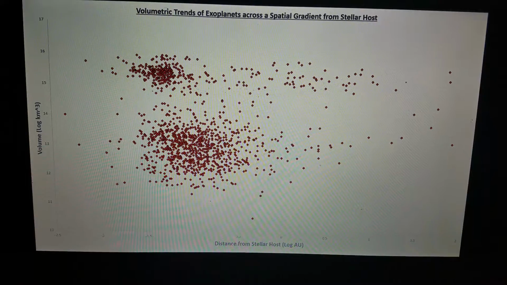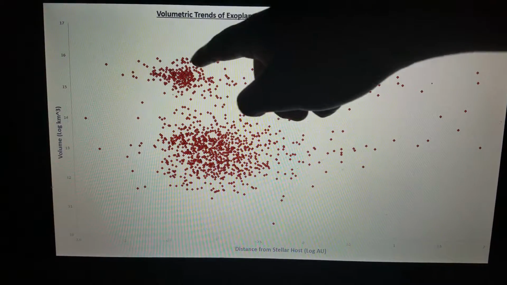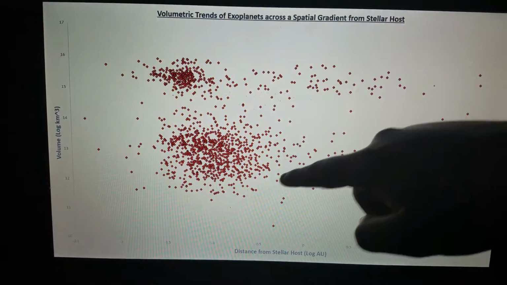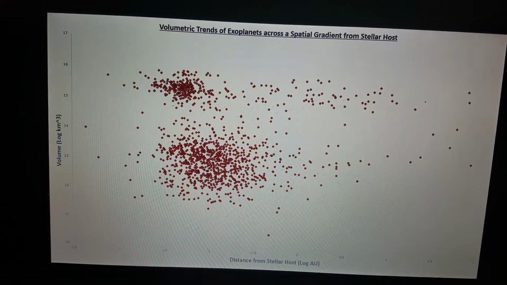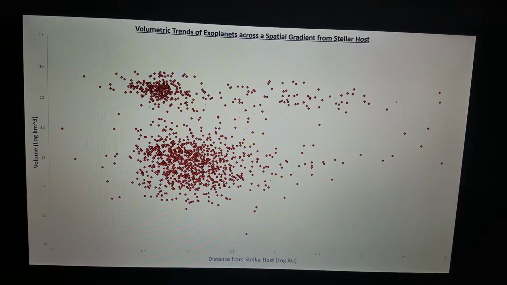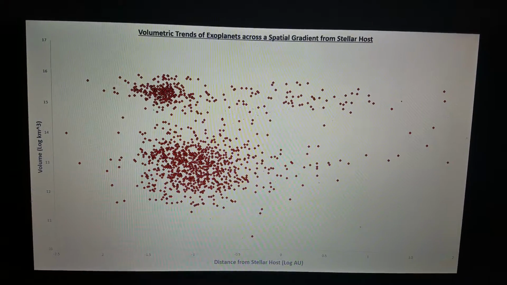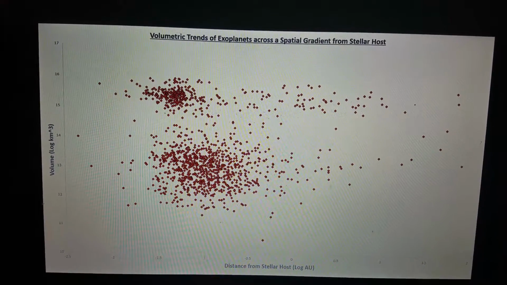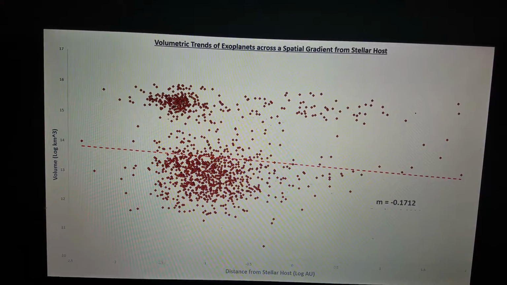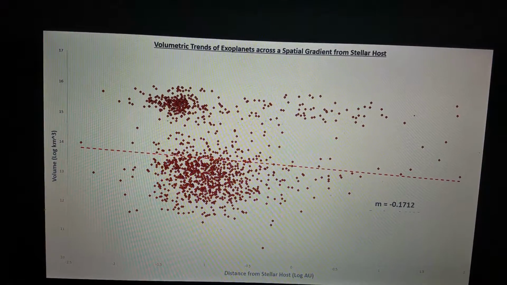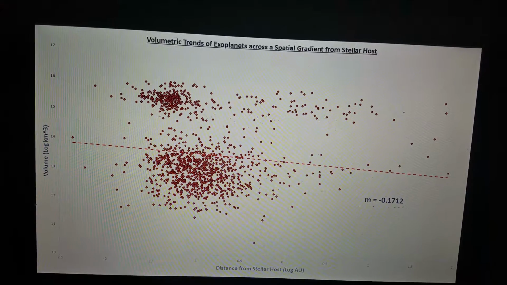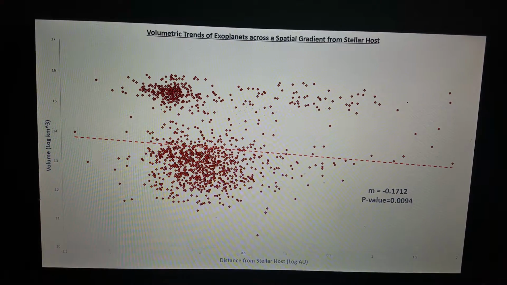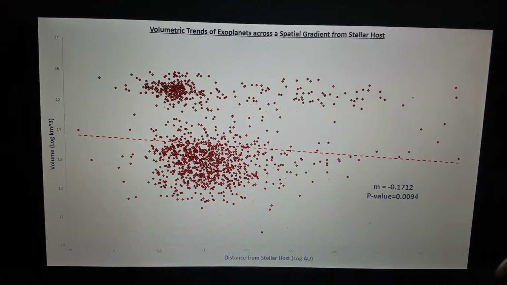And we get a much more interesting data set, where here we see two distinct clumps, one up here and a rather large one here. This could be explained by perhaps different types of planets, such as terrestrial versus gas giant. But we can only infer and assume until we have more concrete data to do so. However, this gives us a negative slope, it would seem, of negative 0.1712, while the p-value run with the logistic regression was 0.0094, which is significant.